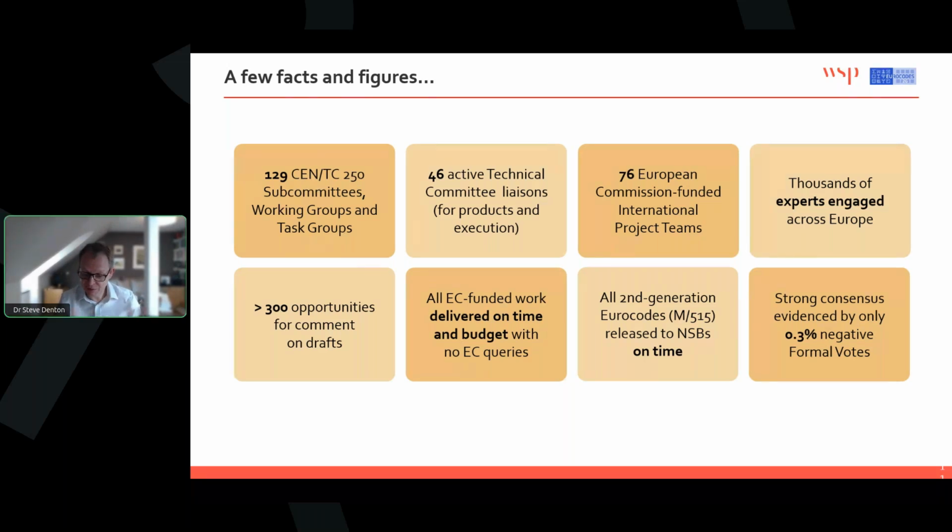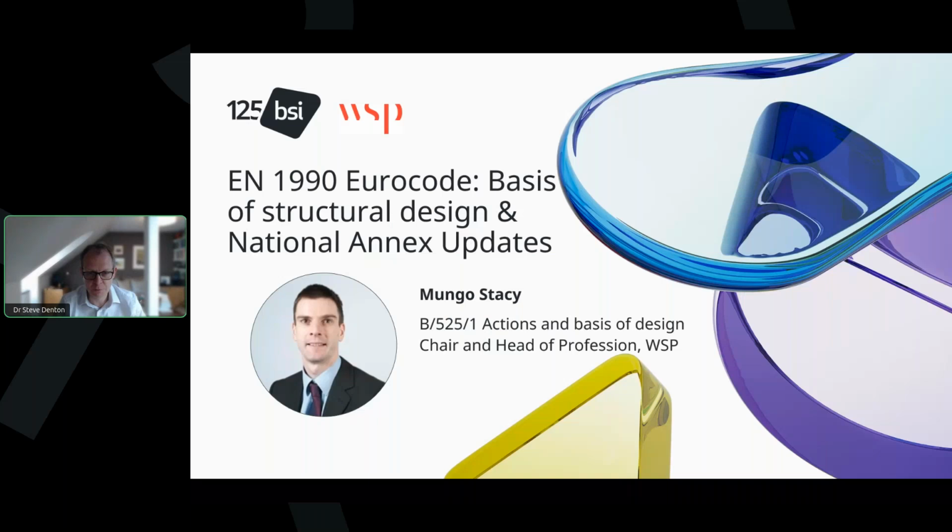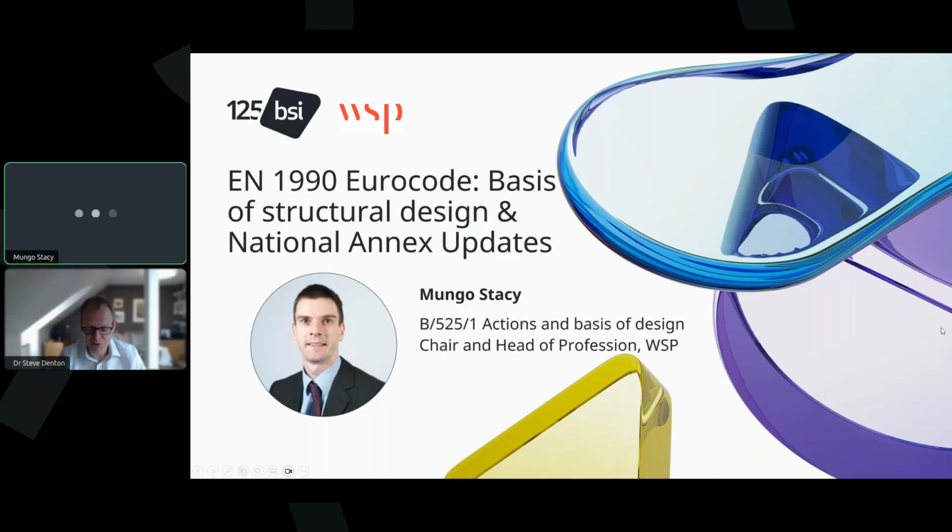So that's a little bit of an overview. As I said, the main event this morning is hearing from Mungo and Tony, who, as I said, are two of the UK's foremost experts in this area. Both have made enormous personal contributions to the work on the evolution of the Eurocodes. And so it's a pleasure at this stage to hand over to my colleague, Mungo Stacey, who is going to talk about EN 1990.